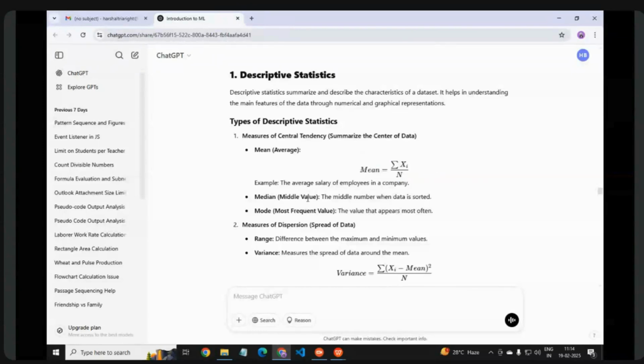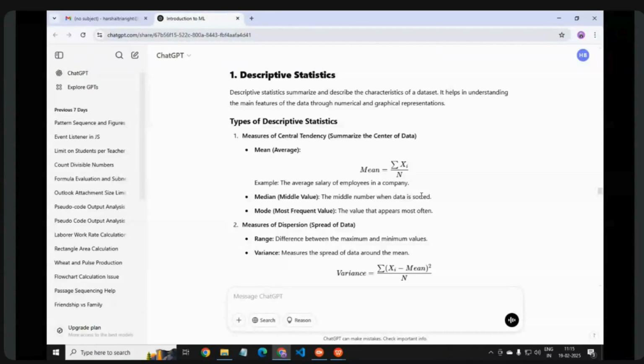So in median, we find the middle value, the middle number when the data is sorted. Say there are 15 records. In 15 records, we have to find the middle value. So which one is the middle value? We take 8 and 6, then we do 6 plus 8 divided by 2. 6 plus 8 is 14, divided by 2 we get 7. So 7 is the middle value.